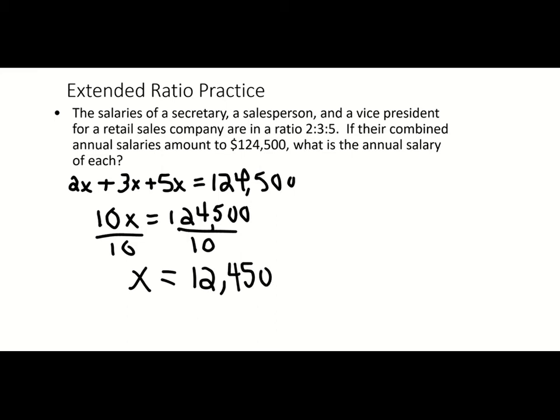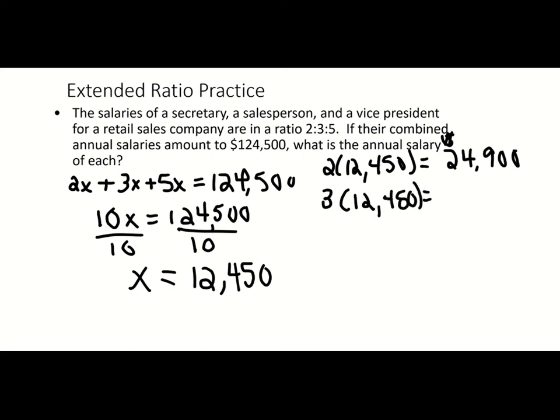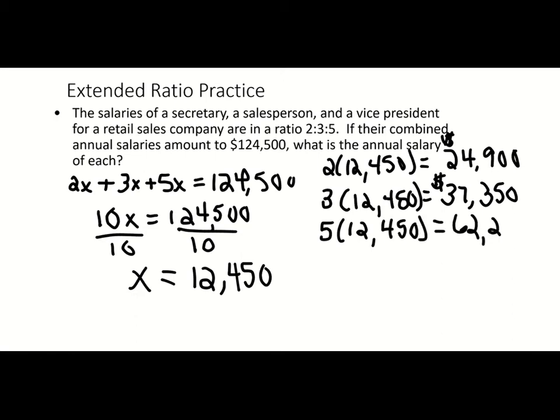So to find the secretary, we would do 2 times the 12,450, and we end up with 24,900. That's the secretary's salary. The salesperson would be 3 times 12,450, and that is going to be 37,350. And then lastly, the vice president will be 5 times 12,450, and that is going to be 62,250 for his or her salary.